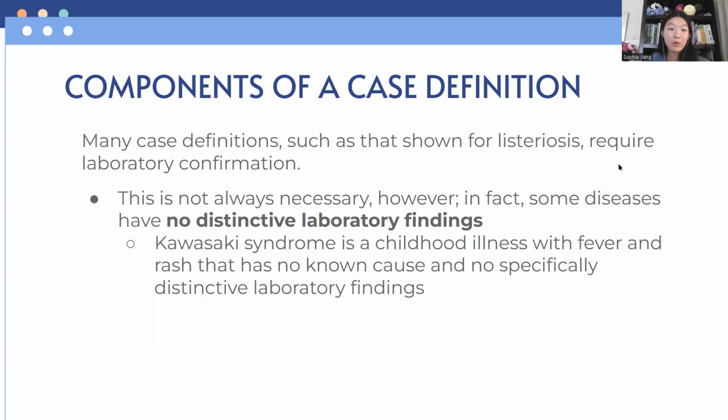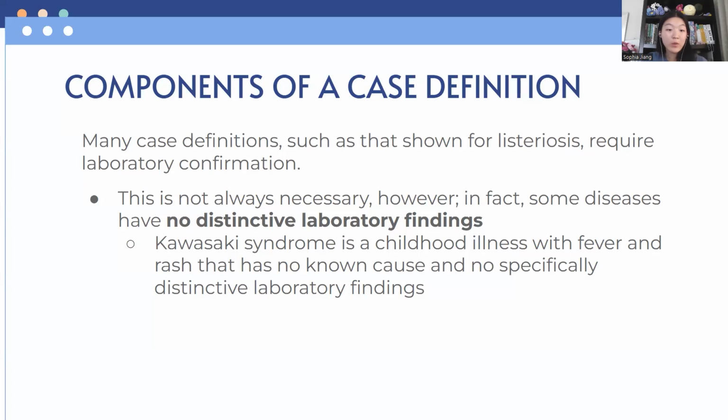So let's talk more about the components of a case definition. So many case definitions, such as that shown for listeriosis, require laboratory confirmation, as I mentioned in the previous slide, but it's not always necessary. This is not going to be the only case definition that will not have lab confirmation, because with some diseases, there are no distinctive laboratory findings.